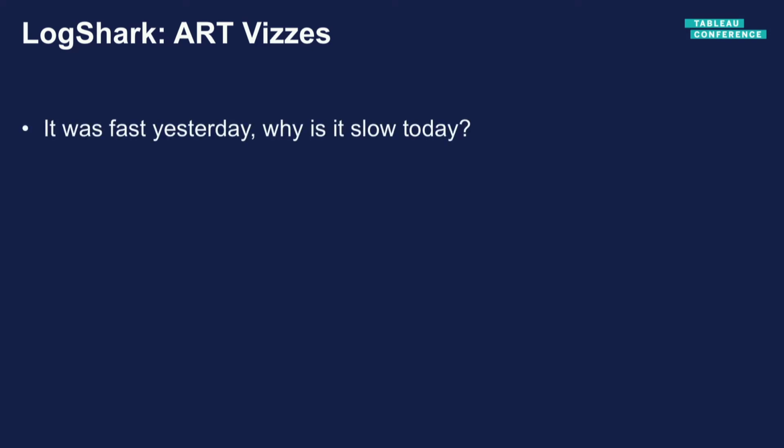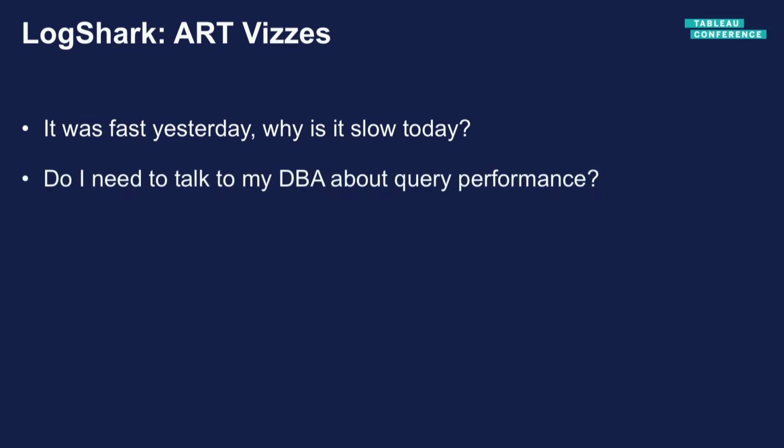So what are some of the different vizzes that we are providing as part of this new activity and resource tracing workbook that we released with Logshark? Some of the main questions that we have seen Tableau Server admins or users, and even ourselves internally, asking are: I loaded a certain view. It was very fast yesterday, but it's slow today. What's going on? Why is it slower today and why was it fast yesterday? The other question that we keep asking is, do I need to talk to my DBA about how my queries are performing? Are there certain queries that are faster at certain times during the day and then much slower at other times?